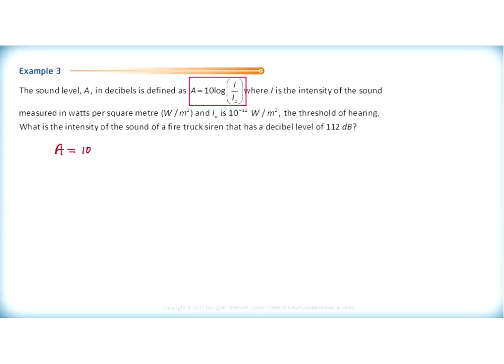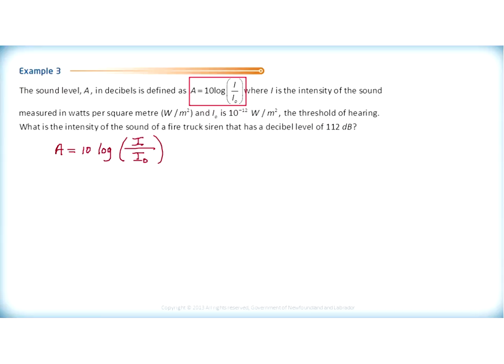A is equal to 10 multiplied by the log of I divided by I0. So we have to understand what each variable represents. A is the sound level in decibels. I is the intensity of the sound measured in watts per square meter, and I0 is simply 10 to the negative 12 watts per square meter. So the question is asking us, what is the intensity of the sound of a fire truck siren that has a decibel level of 112 decibels?